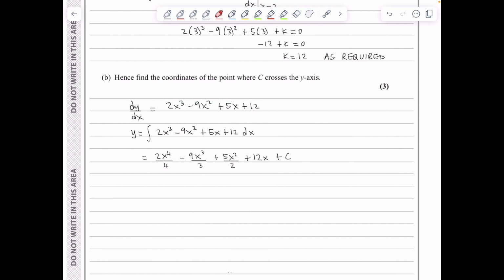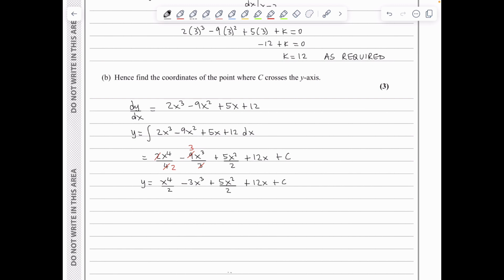So let me start by simplifying. The 2 with the 4 leaves me a 2 in the denominator. The 9 with the 3 leaves a 3 in the numerator, which means we're looking at y being x to the power of 4 over 2 minus 3x cubed plus 5x squared over 2 plus 12x plus c.